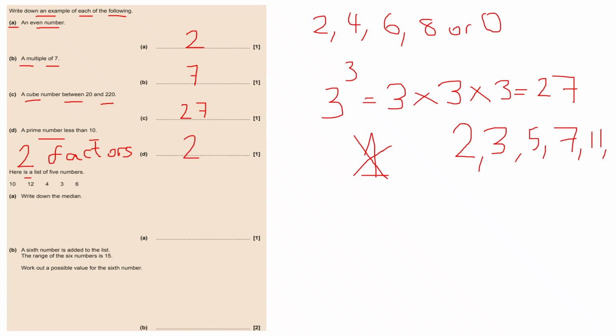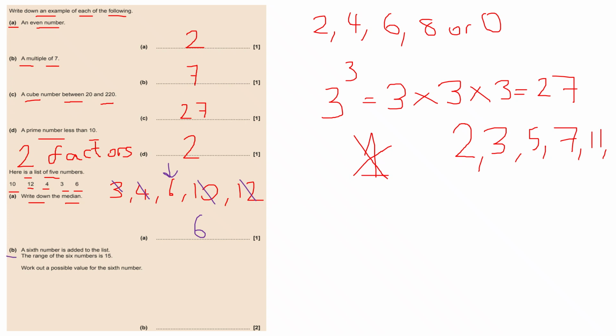Next up, here is a list of 5 numbers: 10, 12, 4, 3, and 6. Part A, write down the median, so the number that appears in the middle. I'm going to order it from smallest to largest. So I'm going to have 3, 4, 6, 10, and 12. Hopefully we can see now what's in the middle. I'm going to cross off either side. That's going to be the number 6. So 6 is our median.